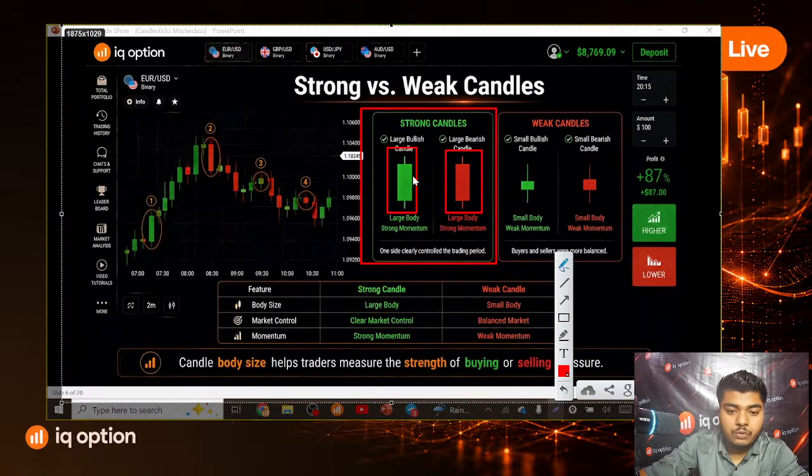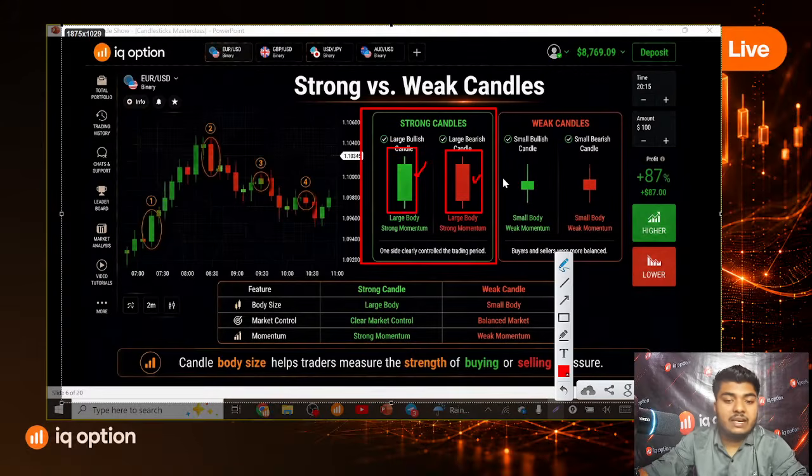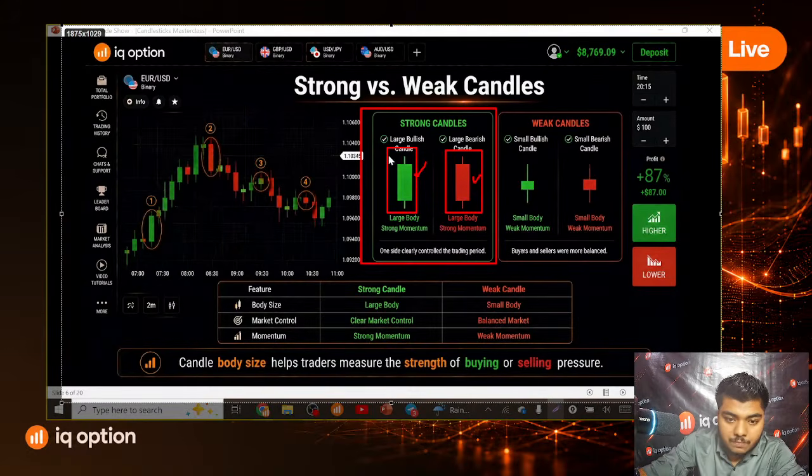A strong bullish candle with a good body means buyers are strong. A strong bearish candle with a big body means sellers are strong at that period of trading time. So the strong bullish candle shows buyers push the price higher with confidence, and the strong bearish candle shows sellers push the price lower with confidence. That's why they make a good body of the full candle.